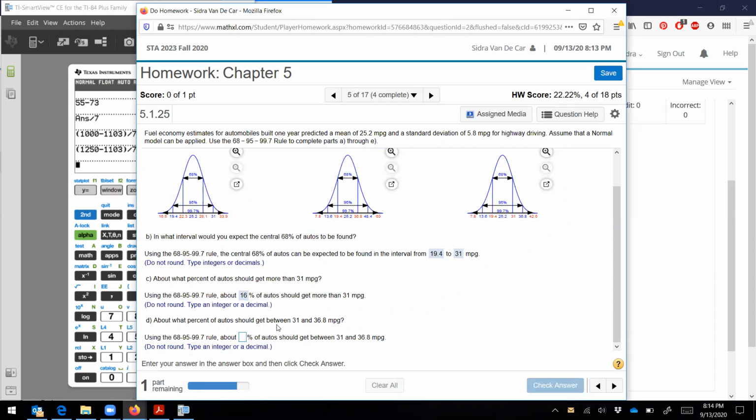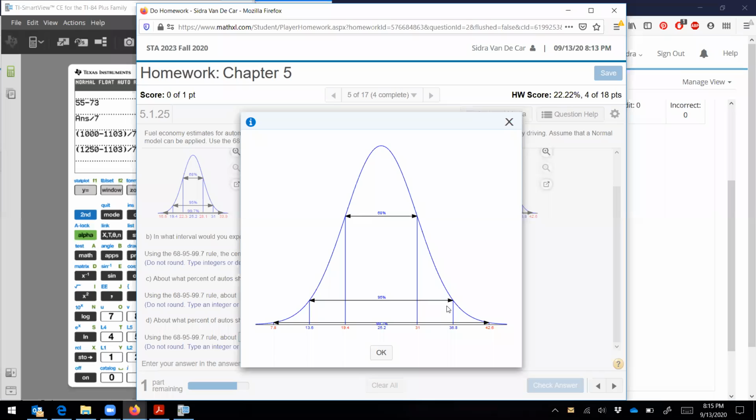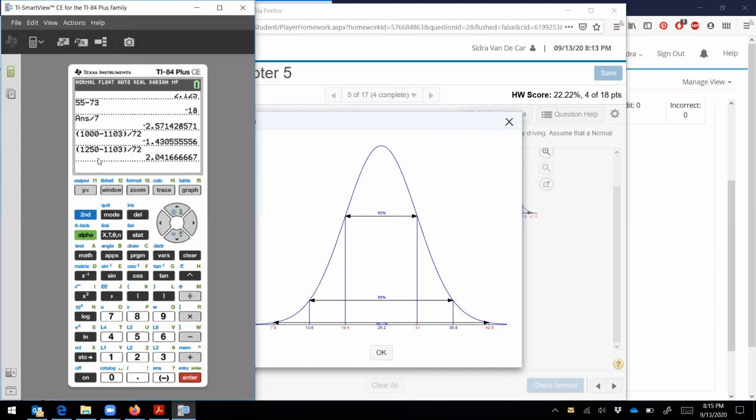About what percent of autos should get between 31 and 36.8? Okay, so now if we look here, between the two standard deviations is 95% of the data, but we've used 68% of it here. So 95 minus 68, I'm a little tired tonight, so I'm going to double check myself with the calculator. 95 minus 68 is 27.